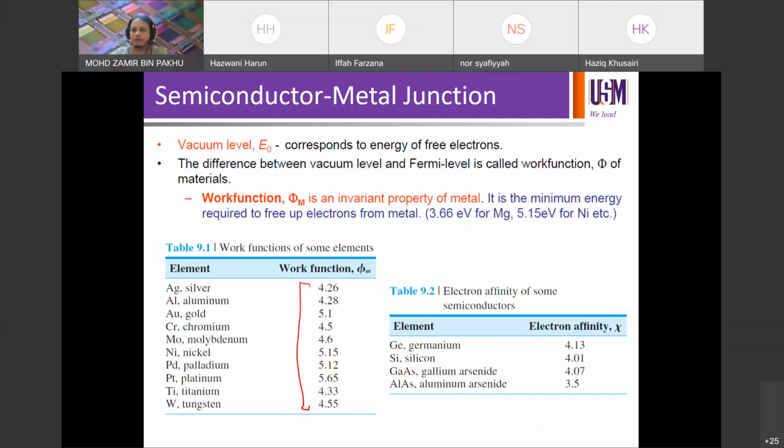And then we also have to know the electron affinity of our semiconductor material, because we need to draw the band diagram of the junction. So a metal semiconductor junction or interface is also a form of a junction. So a junction is not necessarily a PN or PIN, but it can also be between metal and semiconductor.